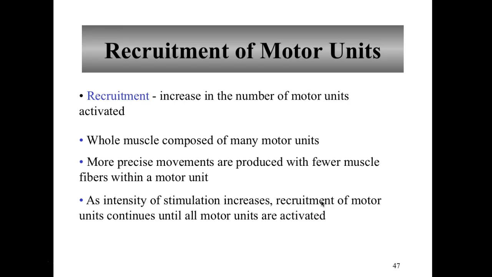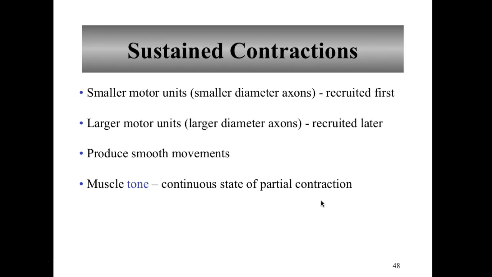The whole muscle is composed of many motor units. More precise movements are produced with fewer muscle fibers within that motor unit. As the intensity of stimulation increases, you get the recruitment of motor units, and it continues until all those motor units are activated at once. And then what would ultimately result is a sustained contraction. Small motor units, with smaller diameter axons, are recruited first, and then the larger motor units, or the larger diameter axons, are recruited later. This is going to produce smooth movements.